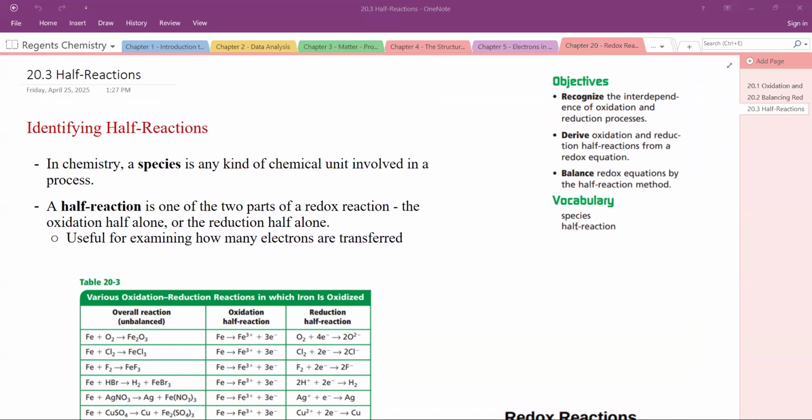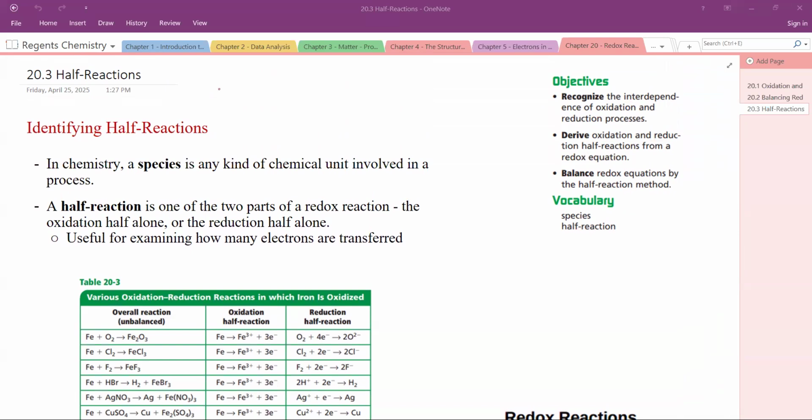So our objectives for this video are pretty straightforward, right? Recognize the interdependence of oxidation reduction processes. We need one for the other one to happen, right? We want to derive oxidation reduction half reactions from a redox equation, and then we want to be able to balance those half reactions, right? A couple of new vocab words: species and half reaction.